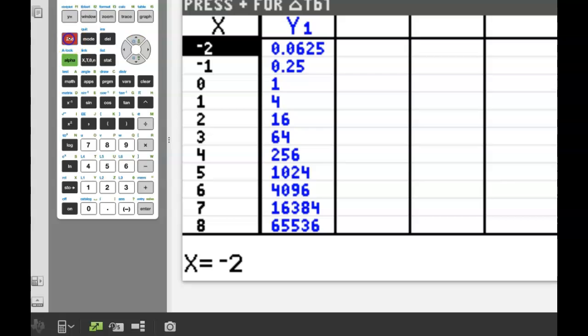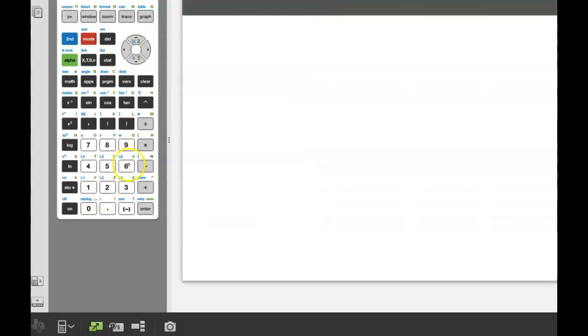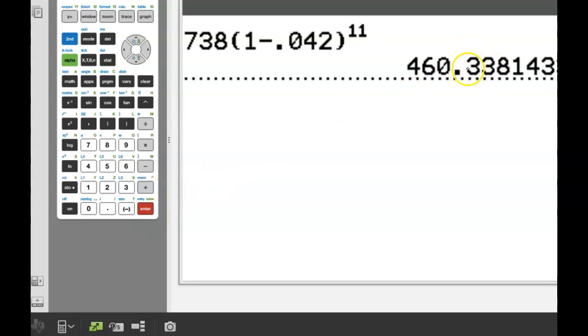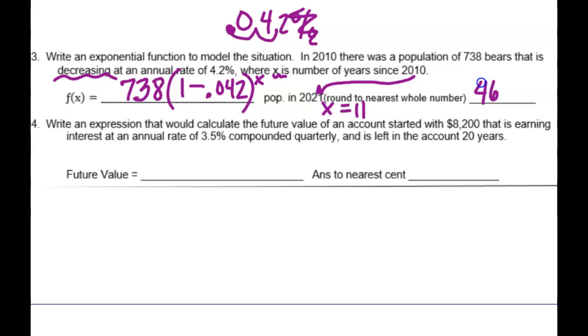So if we go to the home screen, I already forgot the number of bears. Was it 9? Oh, not even close. 738, 1 minus 0.042. Did I remember that part right? To the 11th. And then it says round to the nearest whole number. So you're just looking, is the digit behind the decimal a half or more? It's not a 0.5 or more, so it would just be 460 bears. Questions?